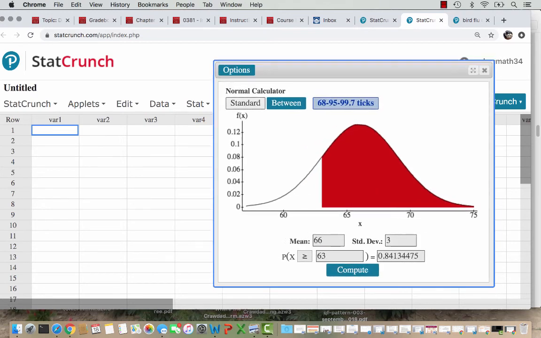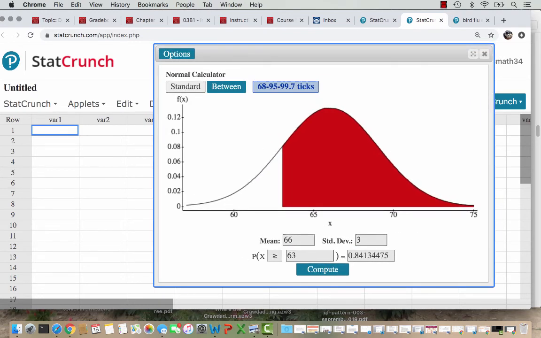And when we did this using the 68, 95, 99.7 rule, we got about 84%. So StatCrunch gives us something really, really close, 0.8413, which you would round to 84.13%. So know that if you're doing this calculation in StatCrunch, you're going to get a more accurate answer, and it'll usually involve a decimal. If you're doing this calculation with our 68, 95, 99.7% rule, you'll get a very close answer, but you're less likely to have a decimal because your values are going to be a little bit rounded.